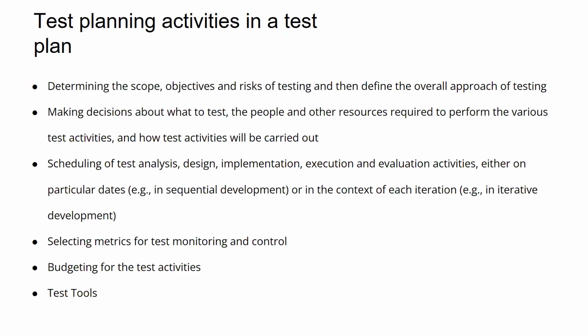Then the test planning activities in a test plan. When it comes to test planning activities, we need to determine what is the scope, what is the objective and risk of testing, and define the overall approach, right? We will determine what we are going to test, what we are not going to test, and we will determine risk, right? Previously, I think discussed already. Risk means we will determine these are the risks that are available in this application, and based on that risk, we are going to do these kinds of testing, right? Based on that, we can have an approach.